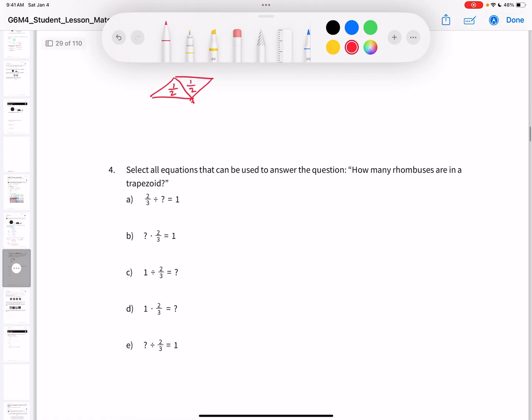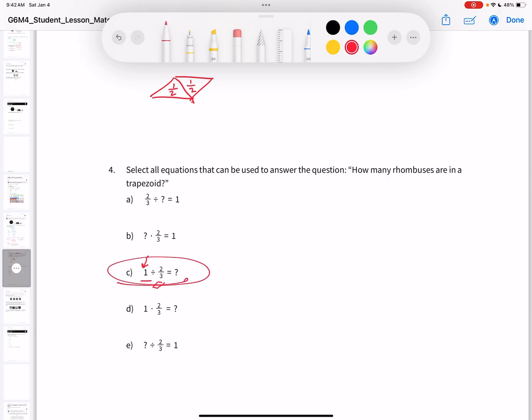All right, let's go to number 4. Select all equations that can be used to answer the question. How many rhombuses are in a trapezoid? So we have 1 trapezoid, right? So we're going to look at division problems here. And yeah, C is the only one that has 1 as the dividend. So you have 1 here divided by 2/3, and is a rhombus 2/3 of the trapezoid? Yes. So this one works.